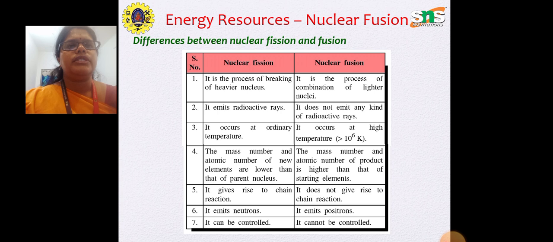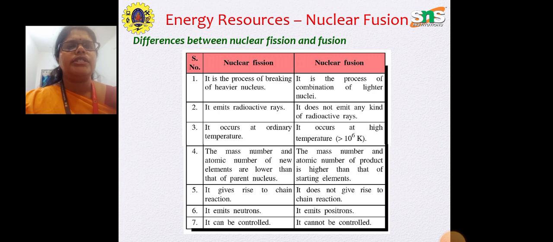Now we are going to see the differences between nuclear fission and fusion. First is nuclear fission. It is the process of breaking a heavier nucleus into smaller ones with the release of a large amount of energy. Nuclear fusion is the process of combination of lighter nuclei to form a heavier one with the release of energy.